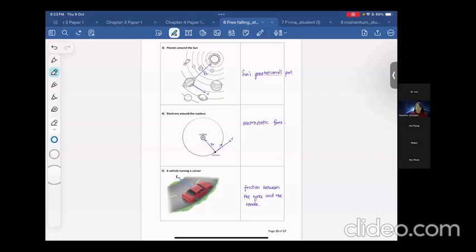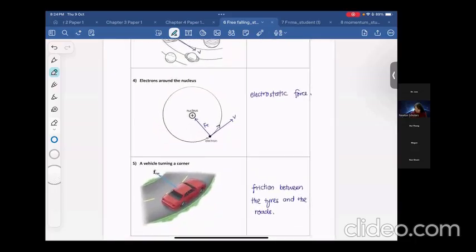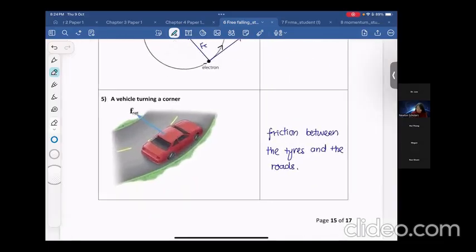Having a look overall, this is the general case of why it produces the centripetal force. But for the car, this one is quite important, we have to know this is because of the friction. Now we are trying to practice the past year question to test our understanding. Is it okay, dear?